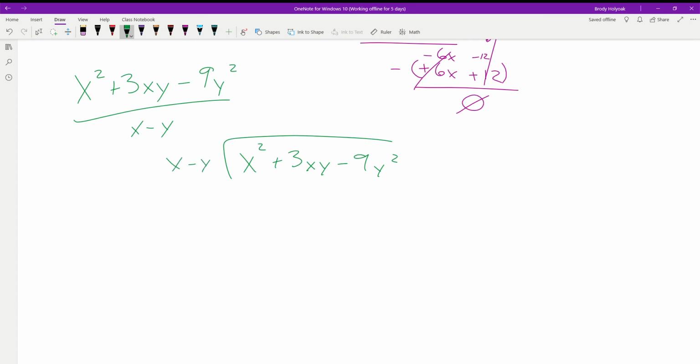Okay, so same steps. We look at the first term on each of these. What do we have to multiply an x by to get an x squared? Another x. So in this one, we actually don't have a space for it, which we should have. Yep, so x times x gives us x squared minus xy. And then we subtract. So that's going to become a positive. Those go away.